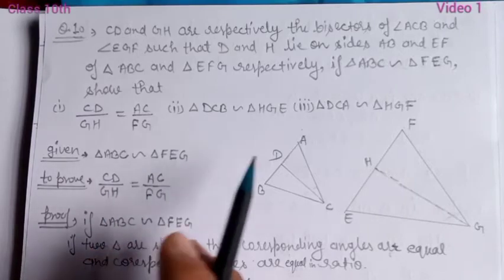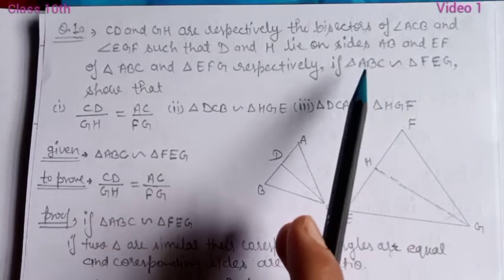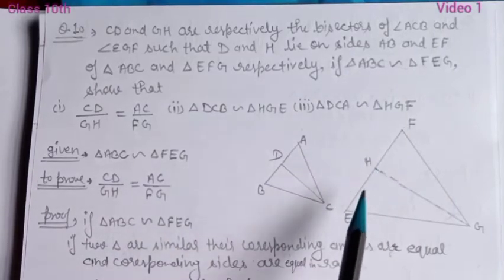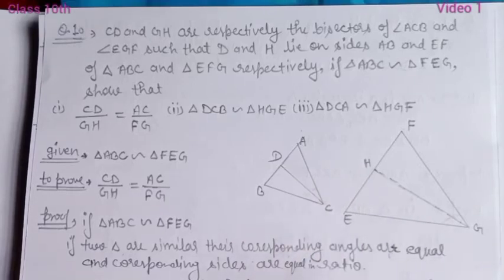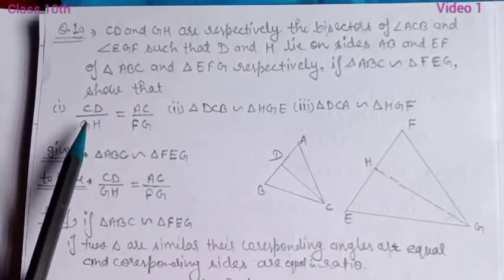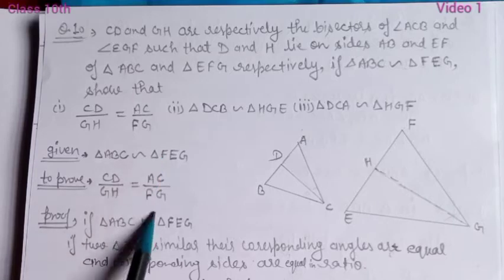Okay students, so what is the given thing here? Triangle ABC is similar to triangle FEG. And now what we have to prove? The first part I am taking here: CD upon GH is equal to AC upon FG. Now students, we'll prove it by the given things. What are the given things? Then we'll connect it to what we have to prove here.